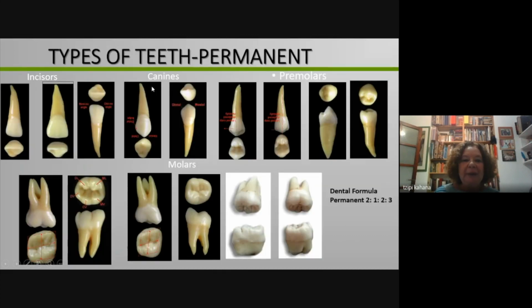When we look at the permanent dentition, we have incisors, the centrals and the laterals, which are, again, wider than the lower incisors. We have the canines. We have premolars that are the permanent teeth that will change the primary molars. We have two in the upper, in the maxilla, two in the mandible, and then we have three molars. So the permanent dental formula will be two incisors, one canine, two premolars, and three molars.